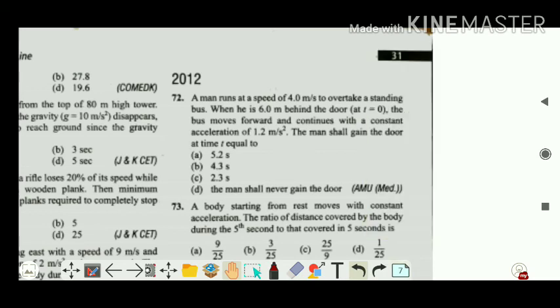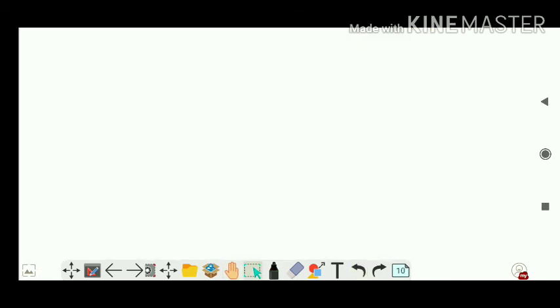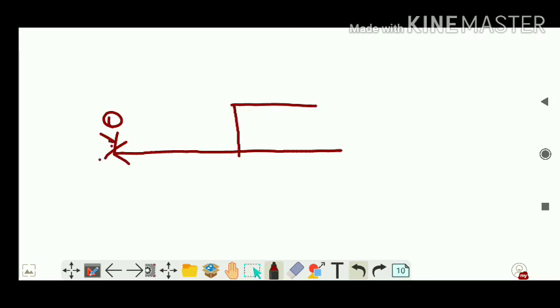Let's move on with solving the question. If you want to read the question, please pause the video, read the question, and then only reach the solving part. Clear? Solve that question, guys. Let me take another color. This is our ground, right? Now this is that man, and this is our bus, right?